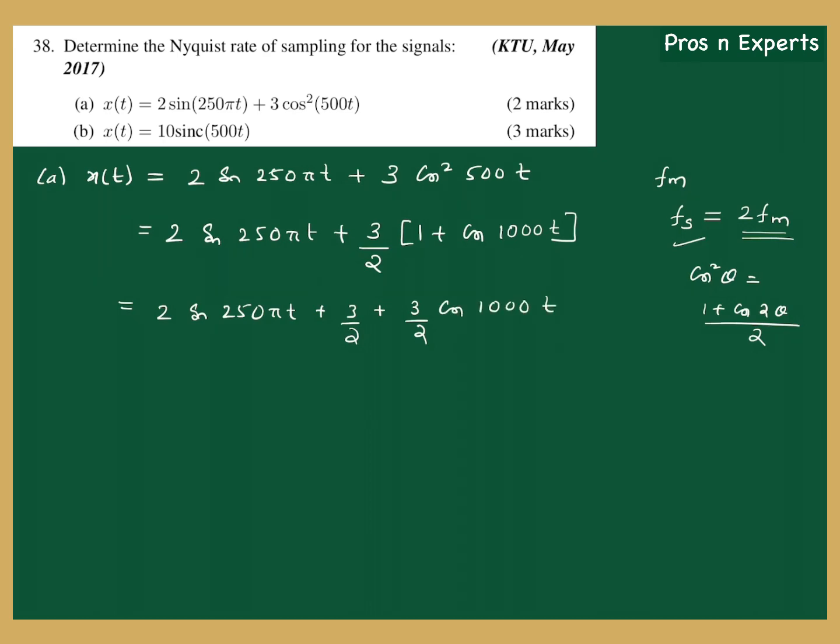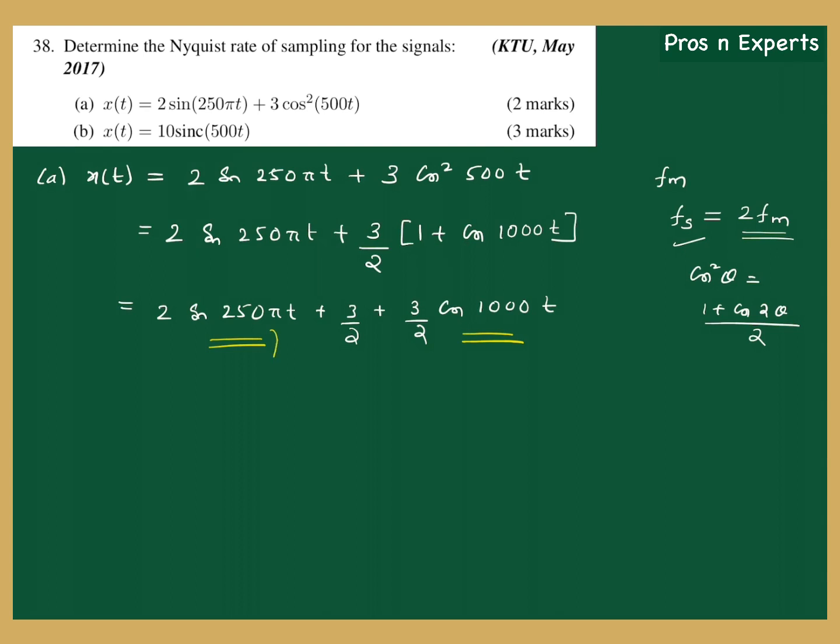In the meanwhile, we have introduced a 3 by 2 here. That does not make any difference because it adds only a zero frequency component. It's a DC term. So it adds only a zero DC component, or zero frequency component, to the signal. So now we have two sinusoidal terms, sine 250 pi t and 3 by 2 cos 1000 t.